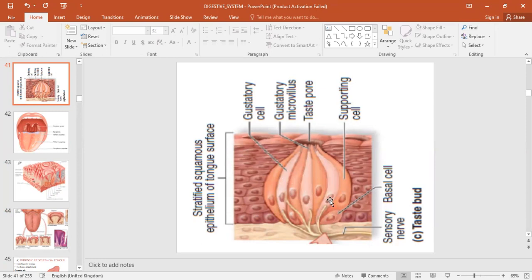Now observe that all the sensory cells are connected to nerves. So these cells themselves are nerve cells. And then they have axons, which now form the nerves that go to the brain as cranial nerve number 2, or what we call the gustatory nerve.